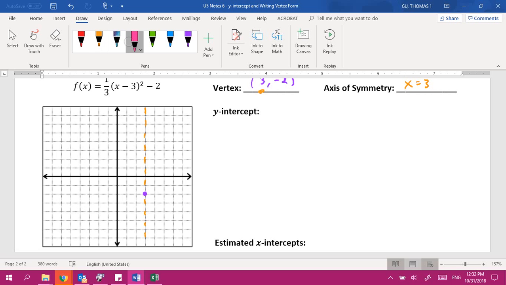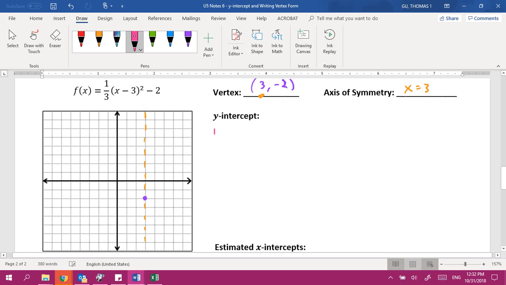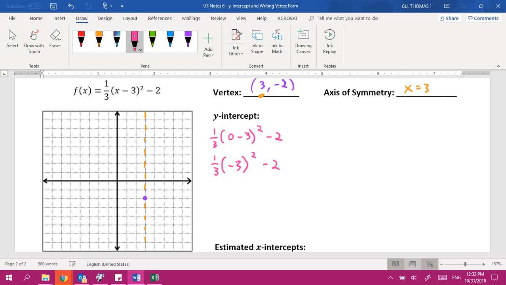Okay. All right, so now we need to find the y-intercept. How do I find the y-intercept? Plug in 0 for the x. So we got 1/3 (0 - 3) squared - 2. All right, so then we're going to simplify what's inside the parentheses. So I'm going to have 1/3 times -3 squared - 2. All right, and then we're going to square what's inside the parentheses. So what is -3 squared? 9. All right, so we got 1/3 times 9 minus 2.